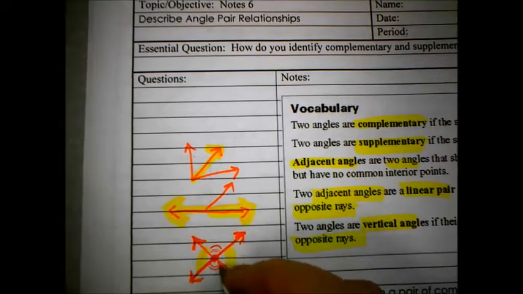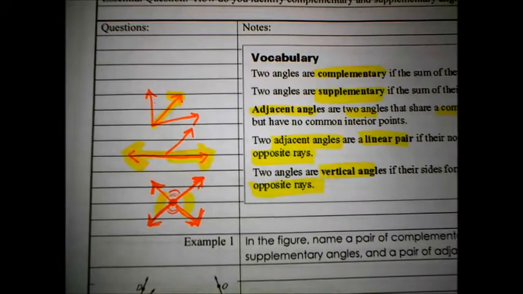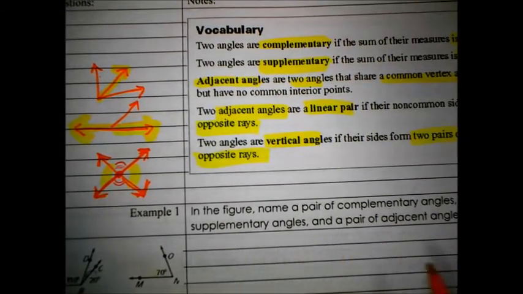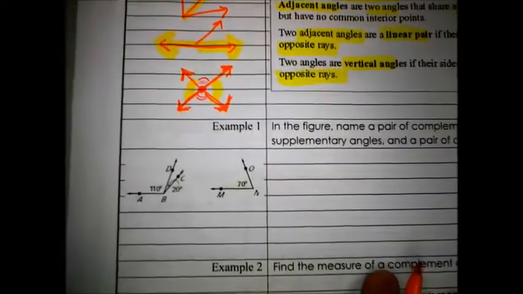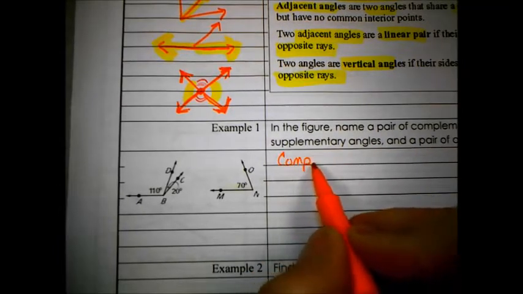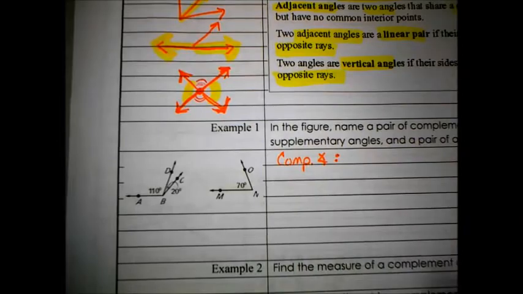Okay, our first example. It says in the figure, name a pair of complementary angles, a pair of supplementary angles, and a pair of adjacent angles. So if I look over to the side, let me get that on the screen. It says complementary. If I name a pair of complementary angles, remember they must add to 90 degrees. And it's just two angles.